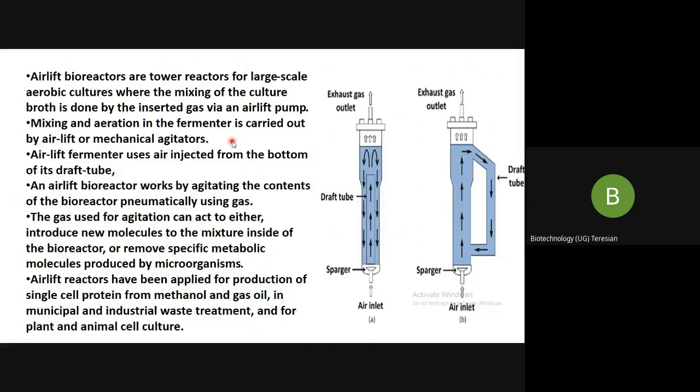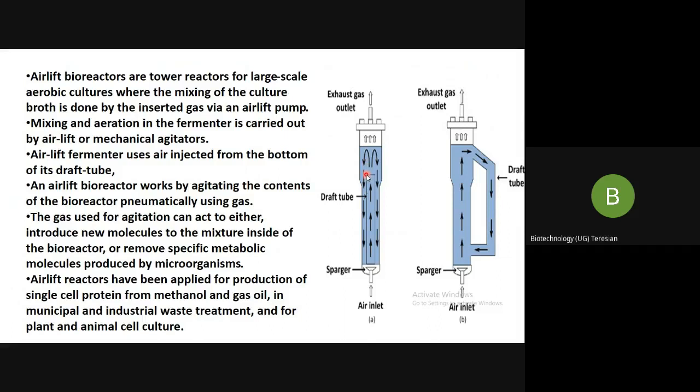Apart from this, you have two types of airlift fermenters. One is, as I told you, the internal loop airlift bioreactor, or the external loop airlift bioreactor. Look at this. This is the draft tube that I mentioned. Here will be the riser and here will be the downcomer. So this is the internal one.